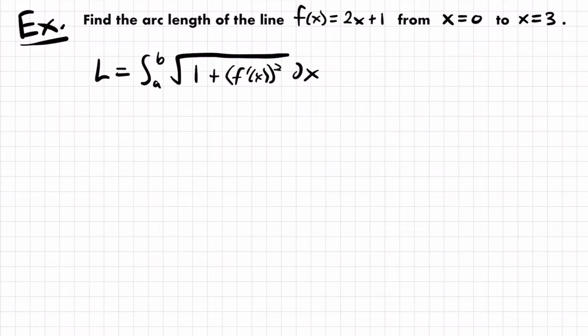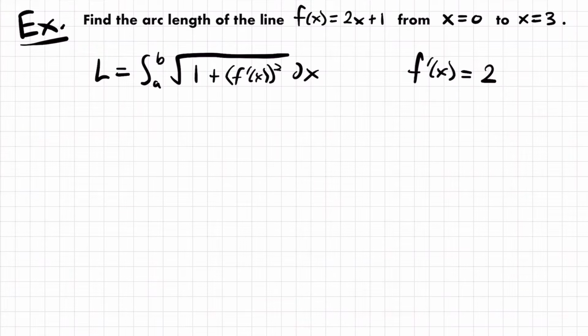Okay, so all we have to do to set up this definite integral here is to take the derivative of our function. And so f prime of x will be equal to the derivative of 2x plus 1. Now the derivative of 2x is just going to be equal to 2, since the derivative of x to the power of 1 is just equal to its coefficient, which is 2. And then the derivative of 1 is just 0, since the derivative of all constants is 0. So f prime of x in this case is just equal to 2.